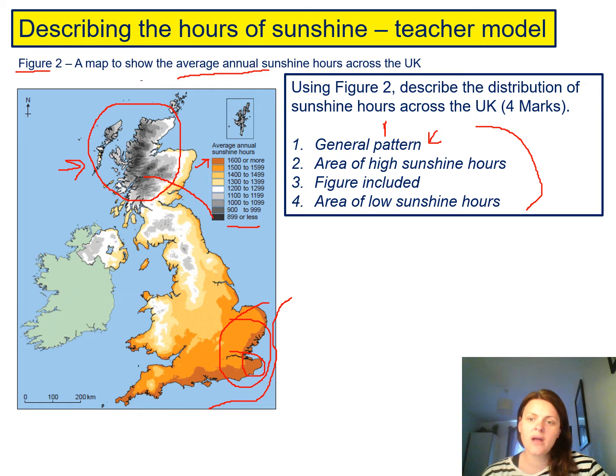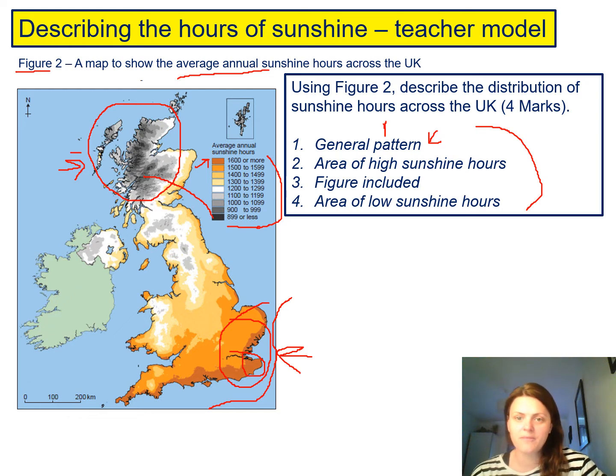So what would I write then for this? I've got to write down the general pattern, the areas that have the most sunshine, well, we've noticed that down here. Can I use some figures? Yes, I can use the figures from the key there. And then the areas of low sunshine. Well, we've noticed that up in the northwest Scotland.